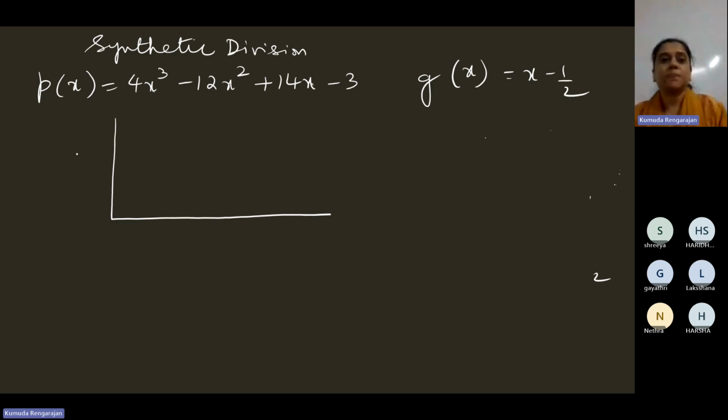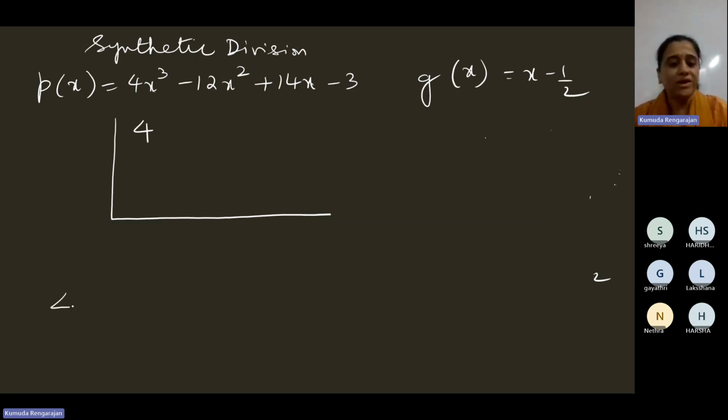Yeah, children. So while performing synthetic division, see the format, it's like this. Write out the coefficients of every term you see in the dividend. 4x cubed. What's the coefficient of x cubed? 4. Then you must write the coefficient of the x square term, the x term, and then the constant.